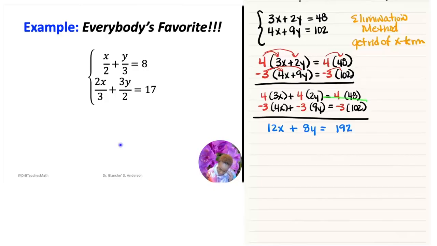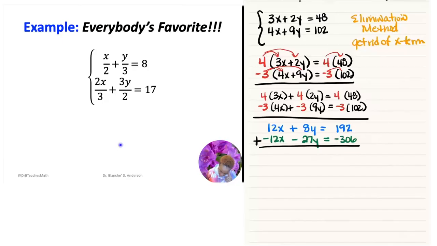So now we're going to do this one. So that's going to be a minus 12x. See that? Negative 3 times 4 is minus 12x, minus 3 times 9, 27y equals, and then negative 3 times 102, that's going to be minus 306.